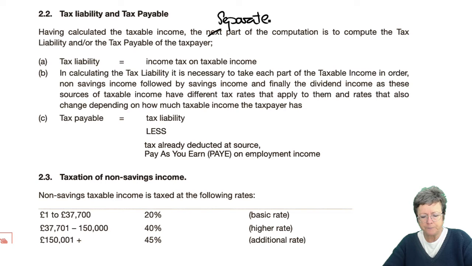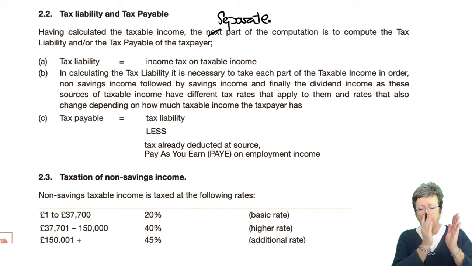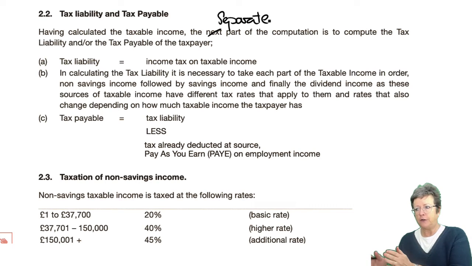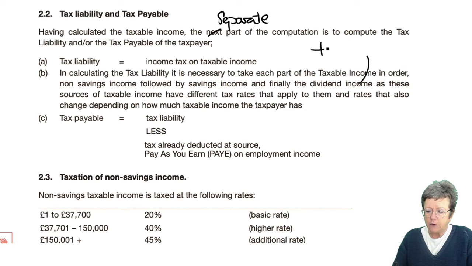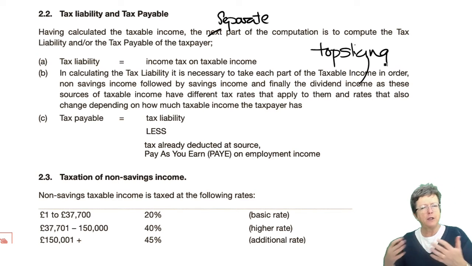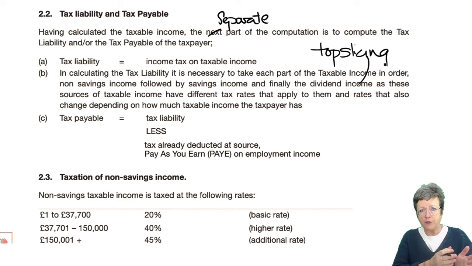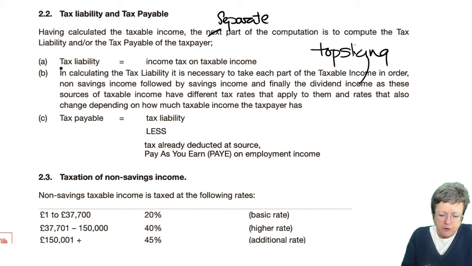that pro forma. Okay. So it says, in calculating the tax liability, it is necessary to take each part of the taxable income in order. We always tax non-saving income first, then saving income, and then dividend income. It's called top slicing. That's the technical term for it. You might hear me mention that. So you do them in order: non-savings, savings, dividends, because they have different rates, okay, as you'll see in a minute.